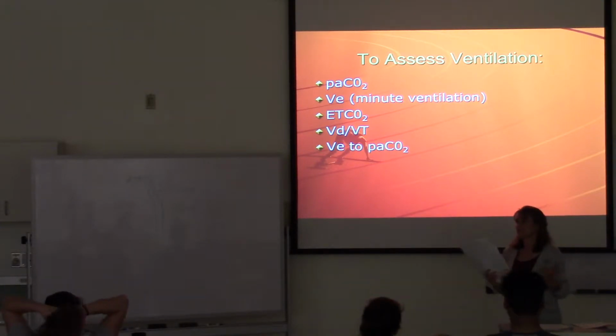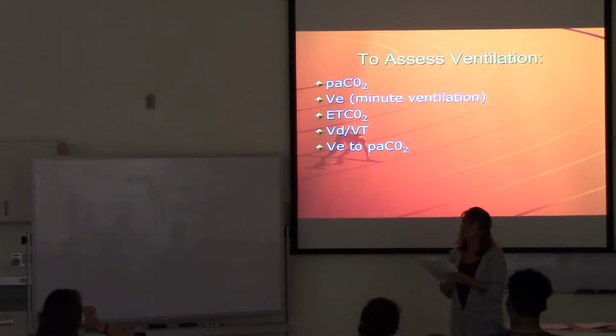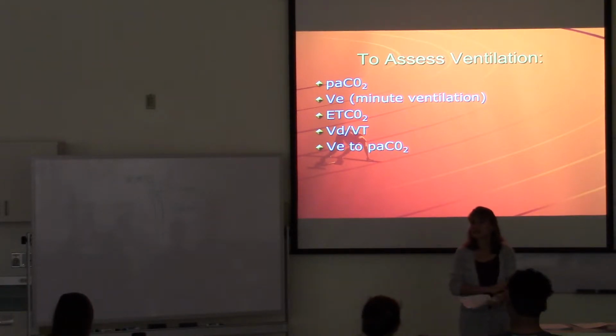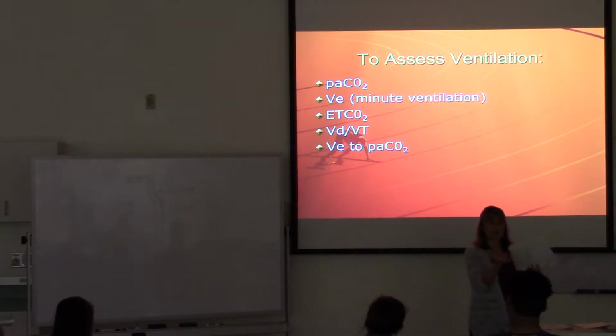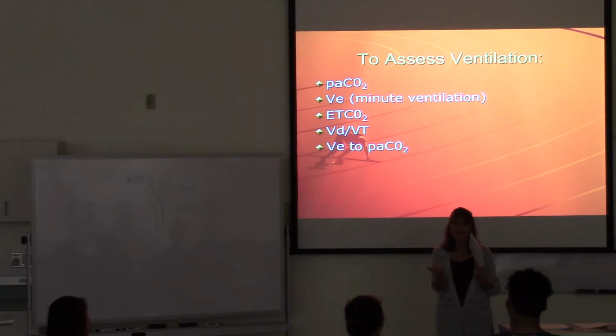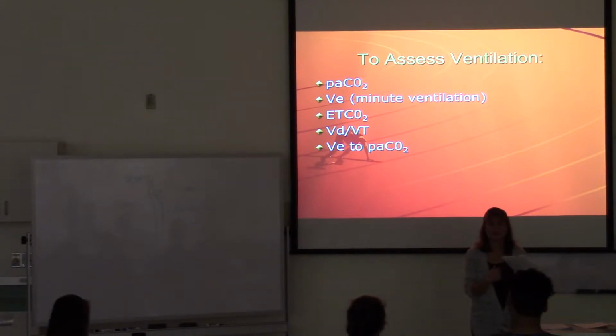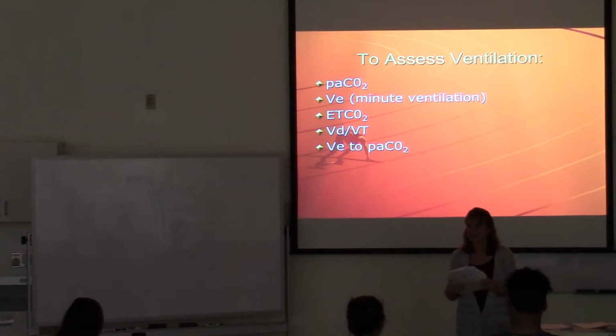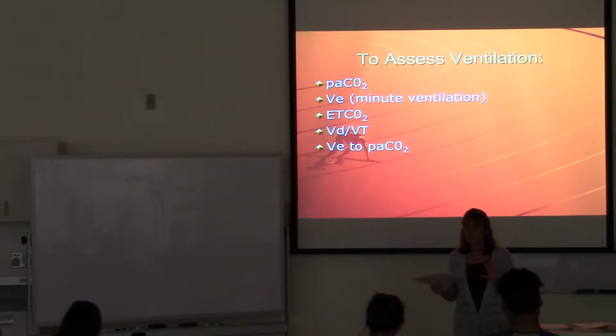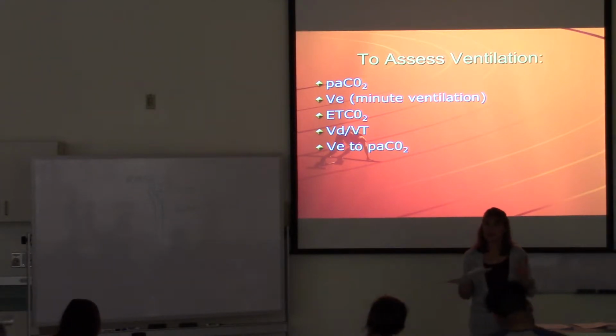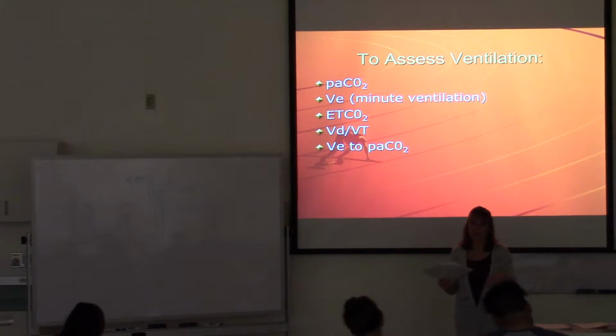So a CO2 retainer, let's say they have a PCO2 of 60. What would you expect for their exhaled CO2? 55? 50? 45? Yeah, about 10 torr less than what's in the blood, depending on how bad their disease is. So that's an average. With obstructed airways, about 10 torr lower than the blood.